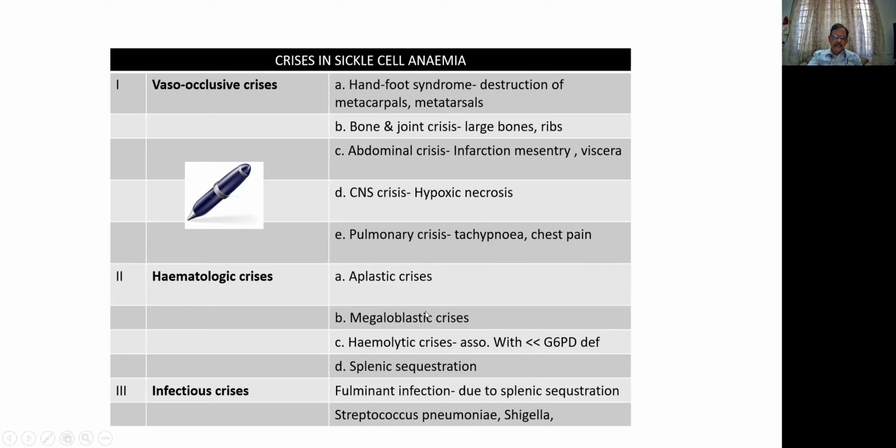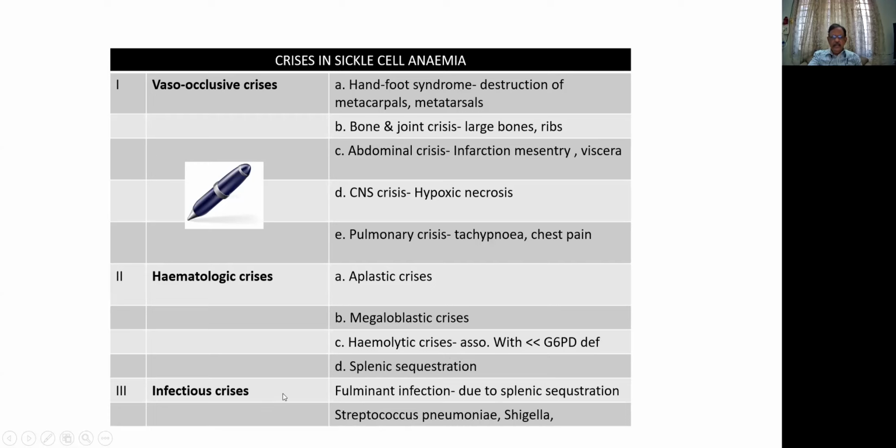Megaloblastic crisis can occur because of the depletion of B12 and folic acid. Hemolytic crisis can be associated with G6PD deficiency also. Splenic sequestration, we have already mentioned. Infectious crisis: fulminant infection due to splenic sequestration can be caused by Streptococcus or Shigella.